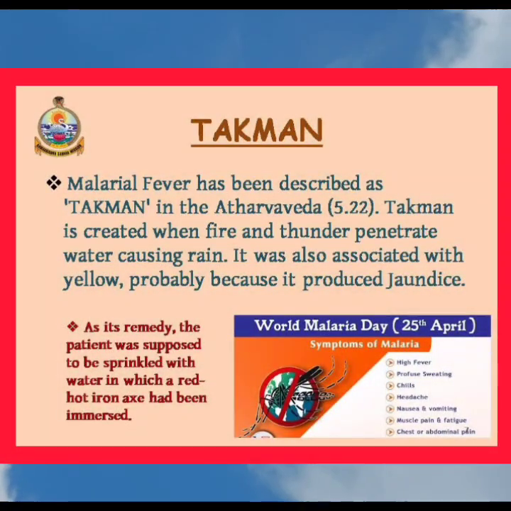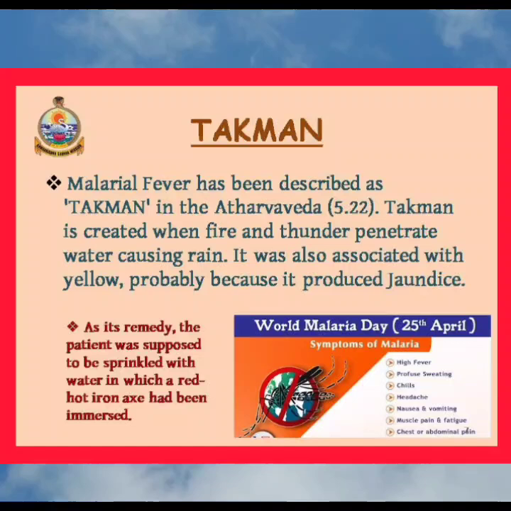Malarial fever has been described as Takman in the Atharvaveda. Takman is created when fire and thunder penetrate water, causing rain. It was also associated with yellow, probably because it produced jaundice. As its remedy, the patient was supposed to be sprinkled with water in which a red hot iron axe had been immersed.